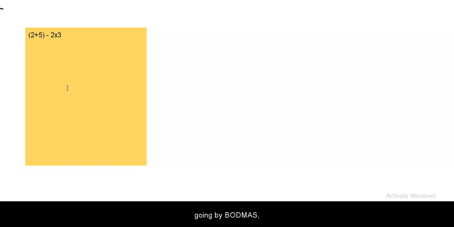So going by BODMAS, we solve the bracket first. 2 plus 5 gives 7. This one becomes 7 minus 2 multiplied by 3. Once you finish solving the bracket, it has to disappear. So instead of the bracket, we now have 7.